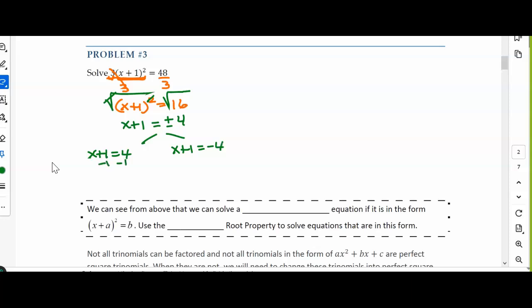So let's subtract 1 over, we get x equals 3. Subtract 1 here, we get x equals negative 5. Okay. And so we get two solutions, which is what we're expecting to get, because the degree of this is a 2. And so if it was a degree of 3, we'd expect 3 solutions. If it was a degree of 4, we'd expect 4 solutions. So in this, since it's a degree of 2, we're expecting those 2 solutions.